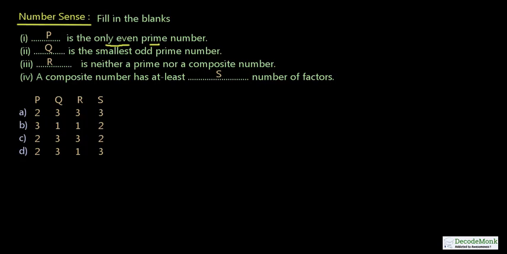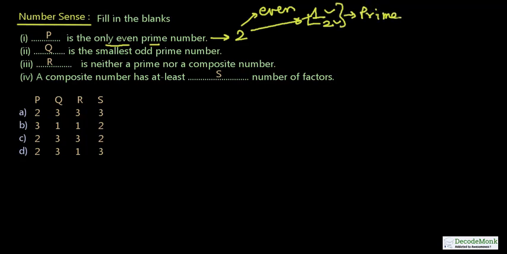As already discussed, 2 is the only even prime number. This is an even number, and because this is divisible by only 1 and by 2, therefore this is a prime number. All other prime numbers are odd numbers. So 2 is the answer. As you have found that option B contains 3 for P, you can eliminate this option, because 3 is not the answer.